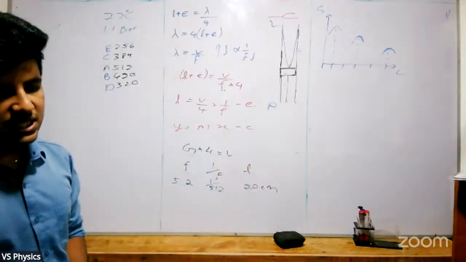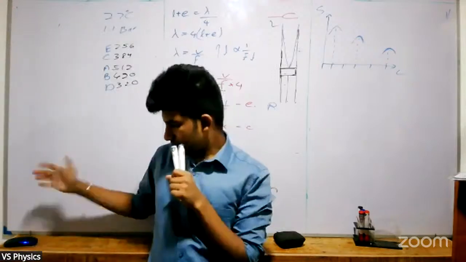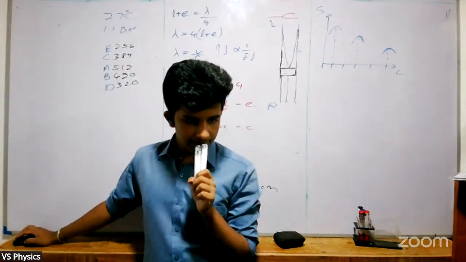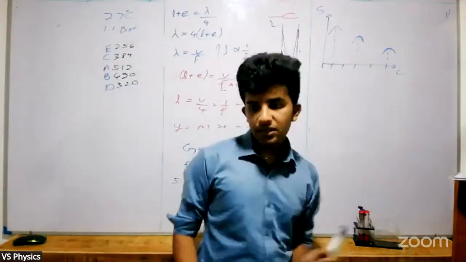What is the corresponding resonance length for the first overtone in terms of L note? 3 L note. L note, then 3 L note.